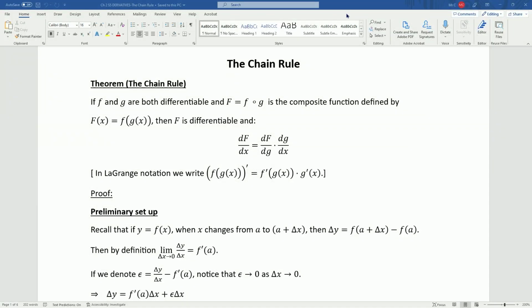Hello everybody, and welcome to our video on the chain rule. So the chain rule is our derivative rule for dealing with composite functions. Composite functions we've talked a lot about here and there throughout the course. That's when you have one function that is replacing the input of another function.